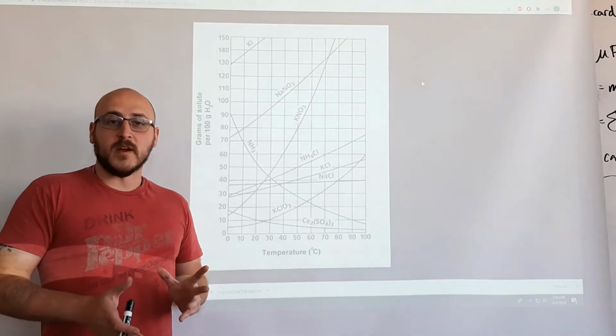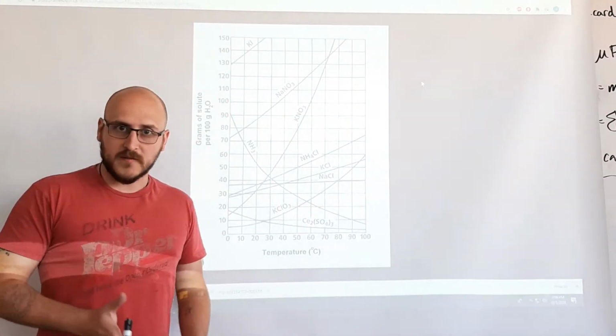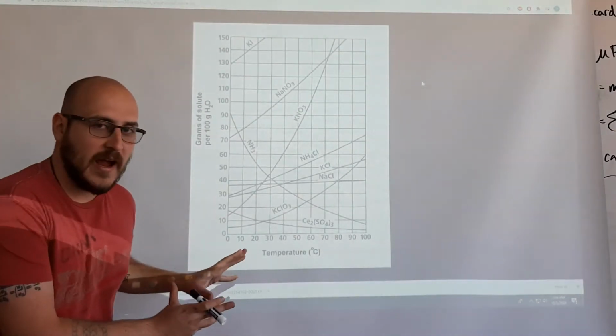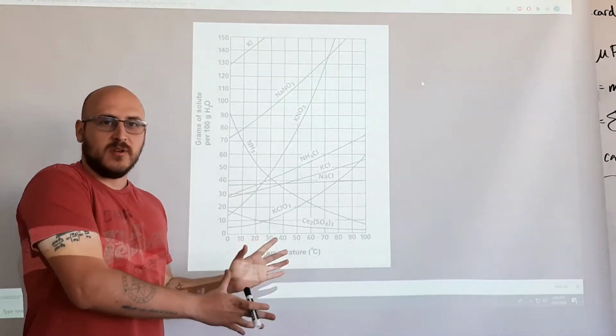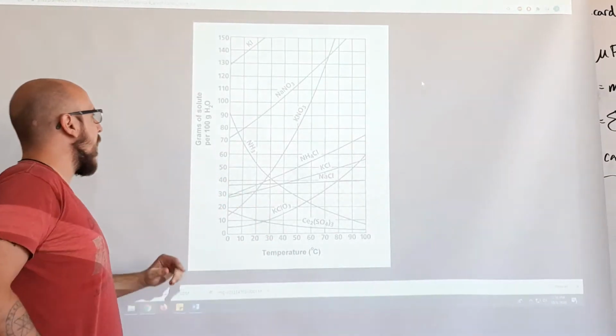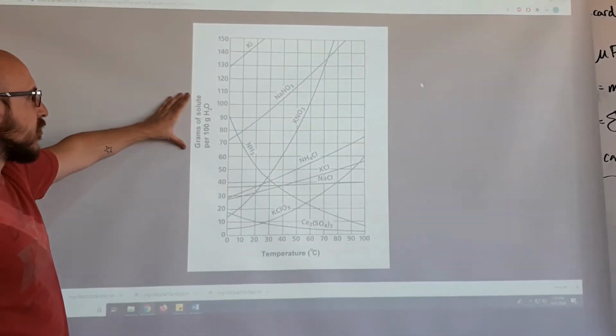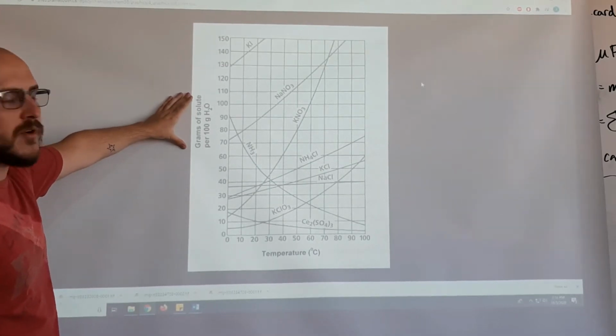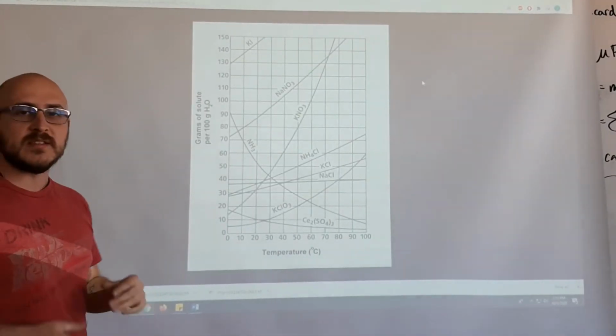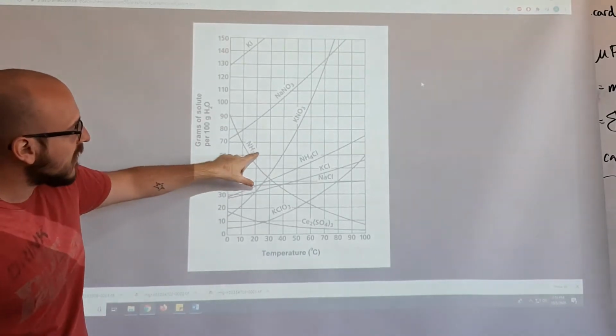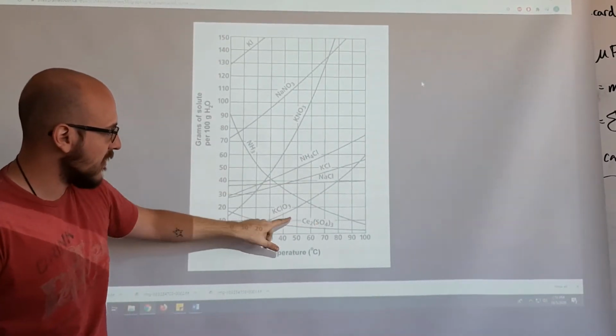So the next thing on there is solubility curve. Now this big ugly graph is expressing solubility curve. So let's look at what's actually on here. Over on the left-hand side, grams of solute per 100 grams of water. Okay, so the solute, that's the thing that's getting dissolved. And if we look at the lines, each one of these represents a different chemical.